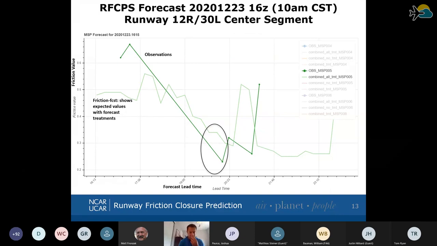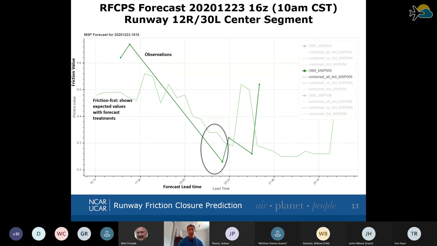We use some time series plots that were created by another engineer on the team, and we can compare, in a really nice fashion, observations to forecast values. So the y-axis is the friction values. The x-axis is the forecast lead time. In this case, this is for one given forecast that goes out to 6 hours. This was a forecast generated at 16Z, 10 a.m. on the 23rd. It's for runway 12R/30L.